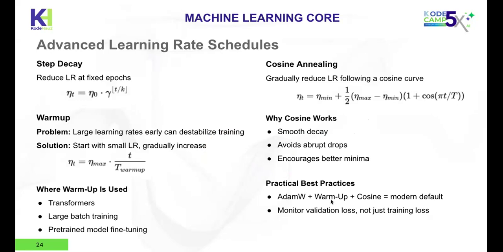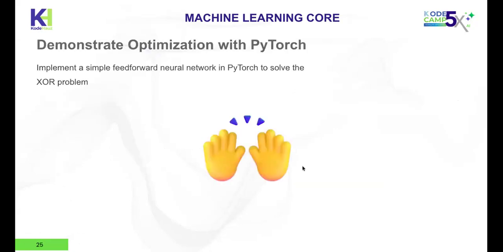And in modern training, the best practice is you use Adam with decoupled weight decay as your optimizer. Then you do warm up, like we said, and then use cosine annealing for your smooth learning rate adjustments. And then you monitor validation loss, not just the training loss. So that is that on optimizers. What I would have loved to do, but I think we ran out of time, is just to try out different optimizers and see how they work.